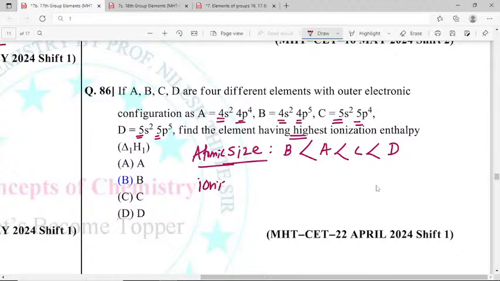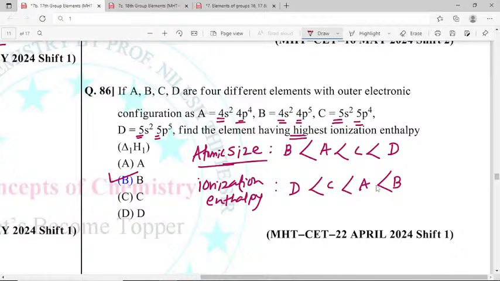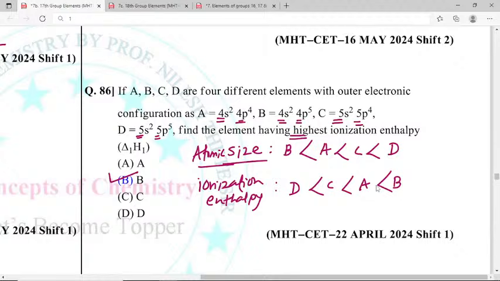So atomic size and ionization enthalpy are inversely proportional. So B is highest, then A, then C, and then D. So B is your answer. Please tell me, is this correct? Question number 86. Are you getting this one?